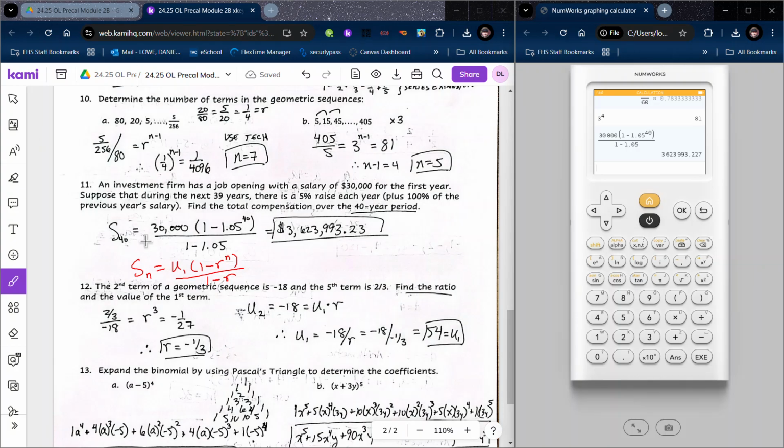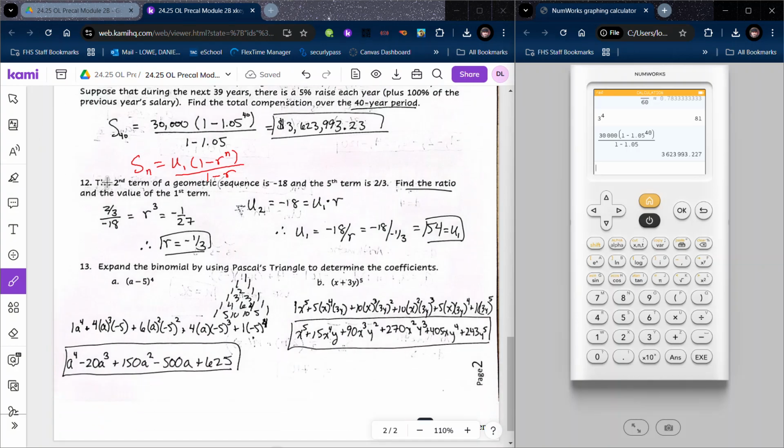Okay. For number 12, we're given the information that the second term of a geometric sequence is -18. The fifth term is 2/3. We want to find the ratio and the value of the first term. To get from the second term to the fifth term, I would need to multiply by my ratio 3 times. So I know that the fifth term divided by the second term is going to be the ratio to the third power. That ratio to the third power is -1/27, and that means that the ratio is -1/3.